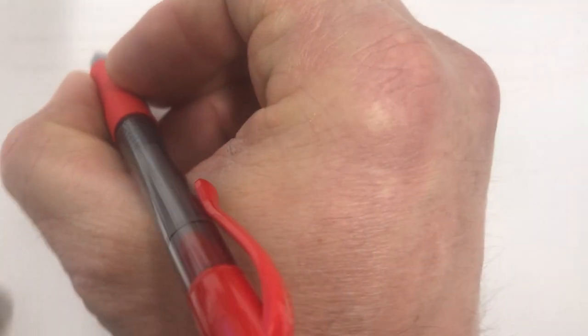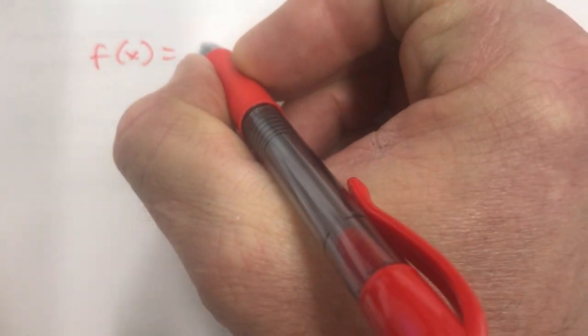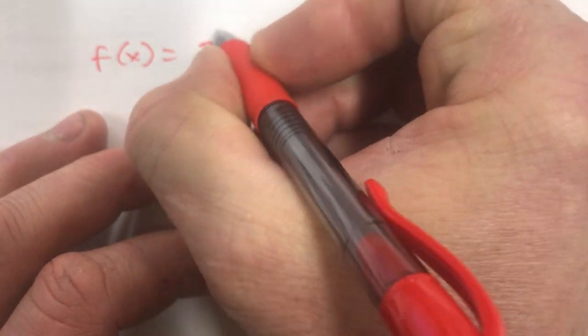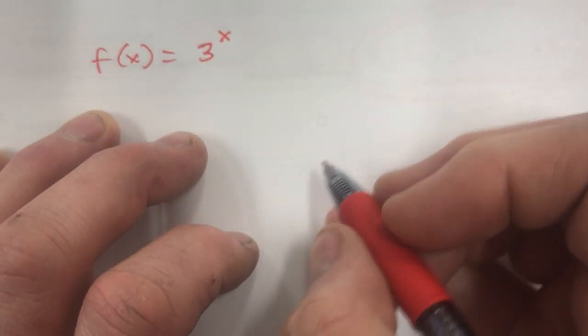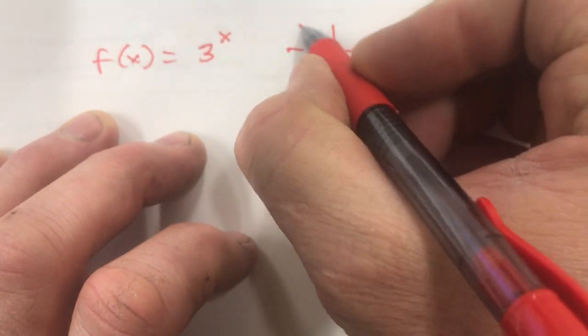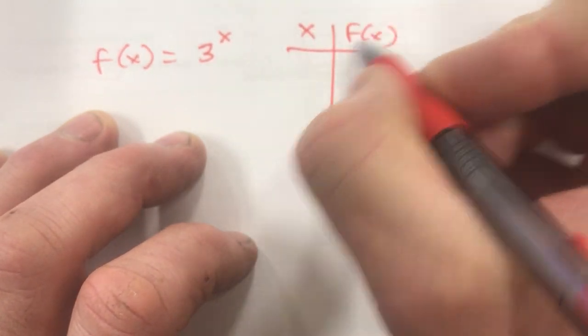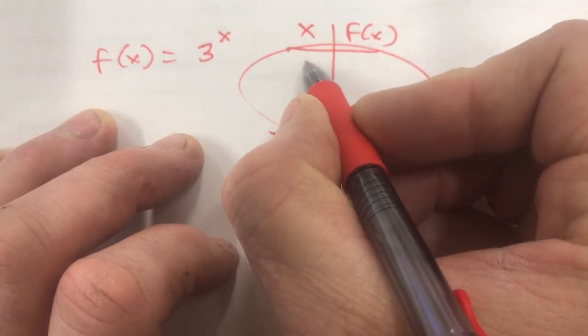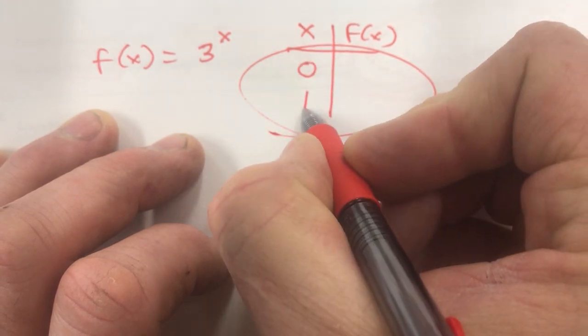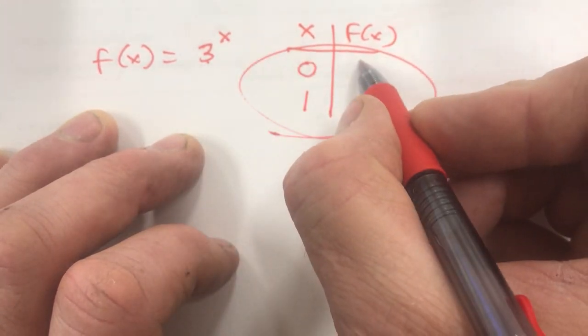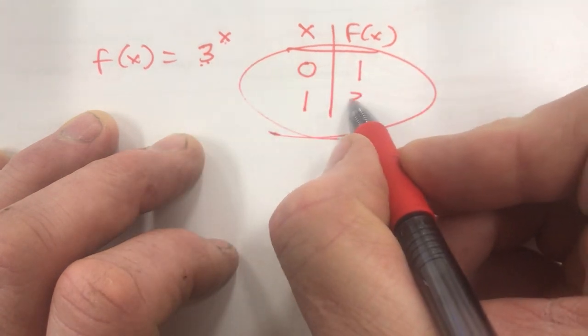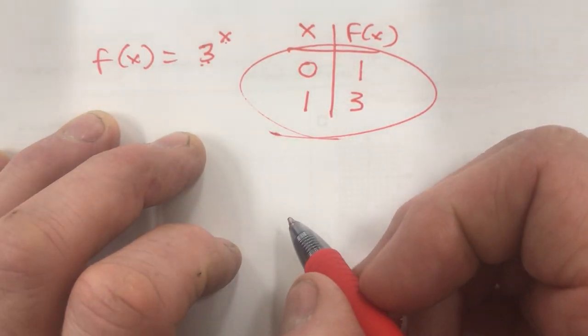Look here. Suppose I have this function and it's 3 to the x power. We're looking at these 2 points as our main 2 points right here, when x is 0 and when x is 1. 3 to the 0 power would be 1. 3 to the 1 power would be 3. Okay? Look at another one.